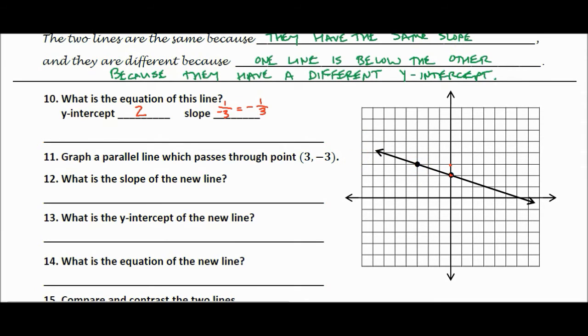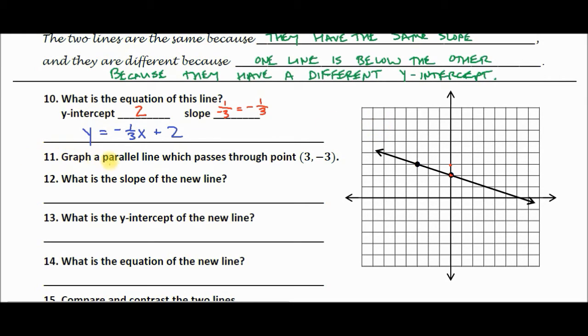Okay, so the equation of this line, no problem. We know that it's going to be in the form y equals mx plus b. The slope m is negative 1/3. And then we have x. The y-intercept is positive 2. There is your equation. Not as complicated as it seems.